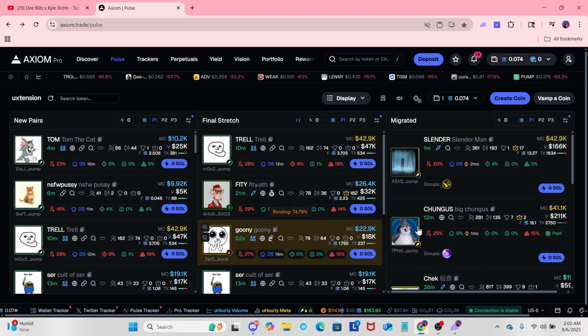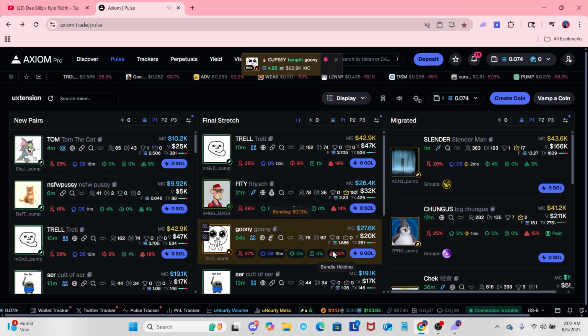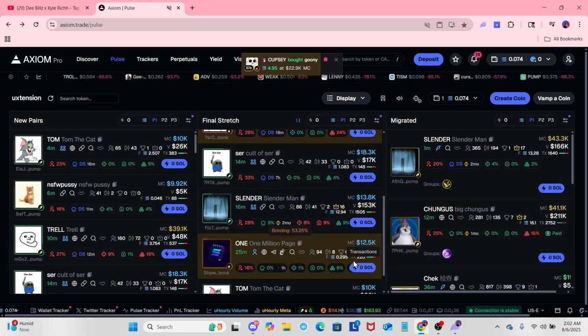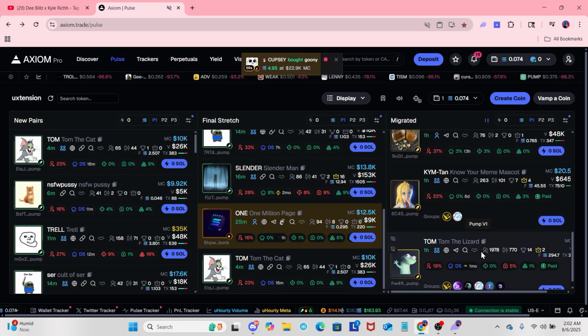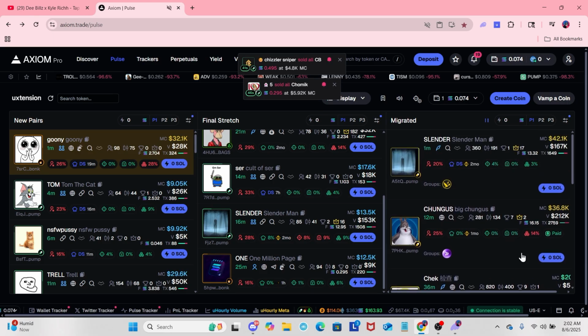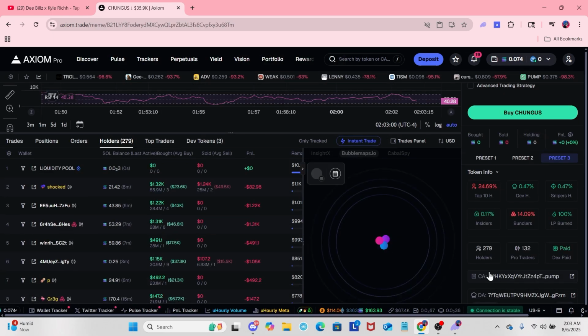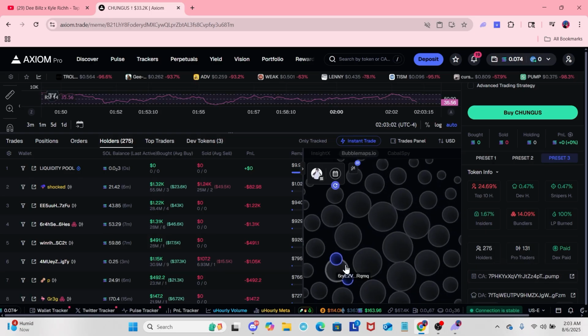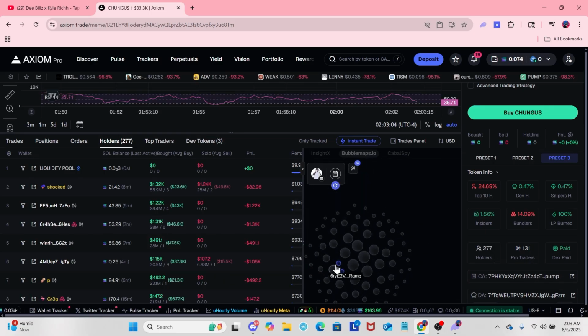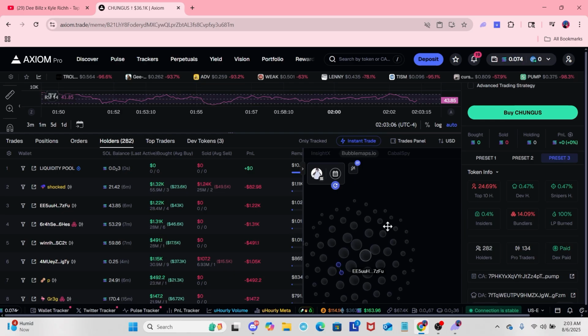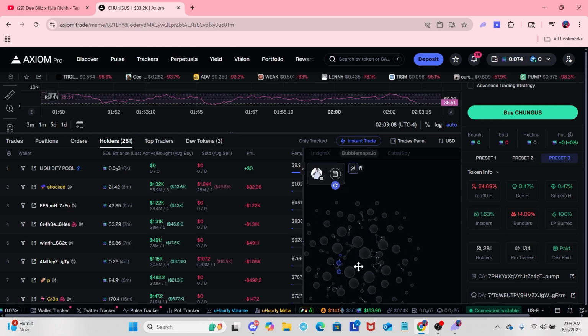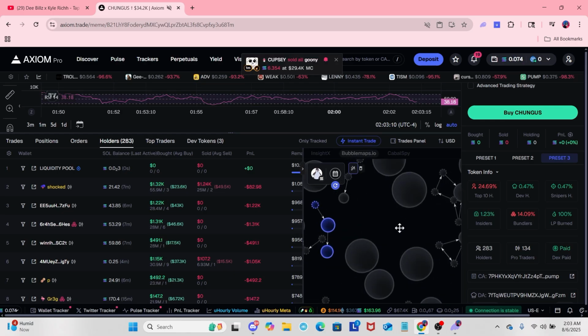Now let's look for another one. Let's try to find something with a good amount of bundlers, so I can show you an example. Say this Chungus. It has 14% bundlers. You check this, and it doesn't look like much, just little wallets right here. You check the magic node. Whoa, you see a little bit more.